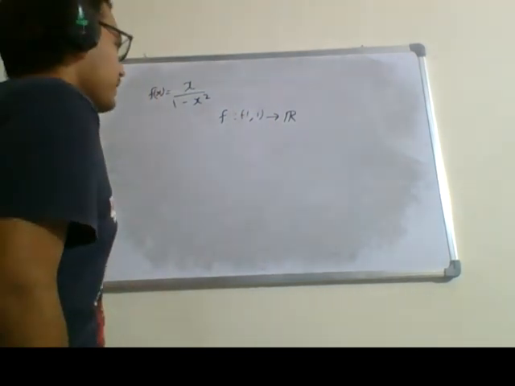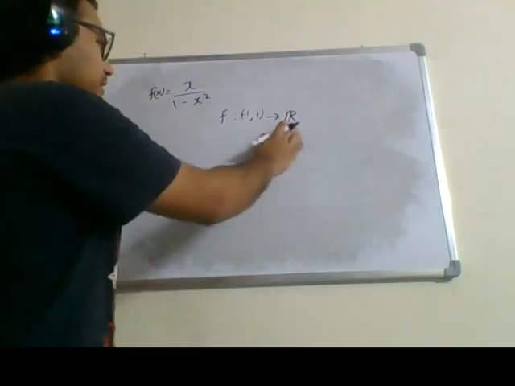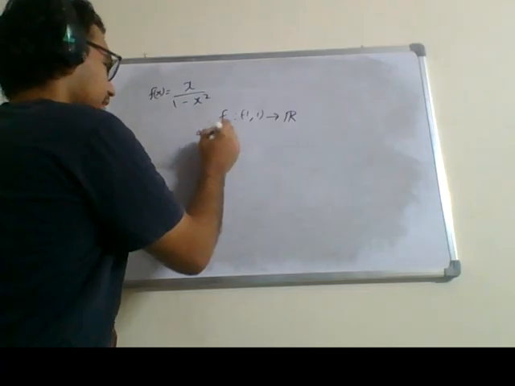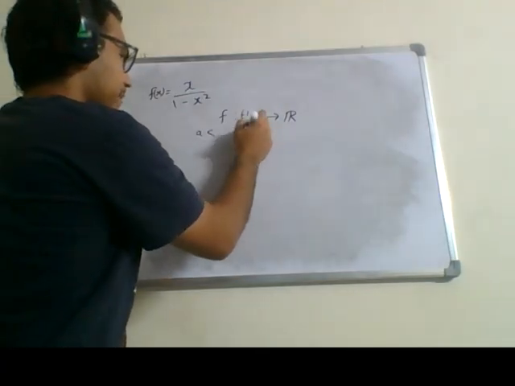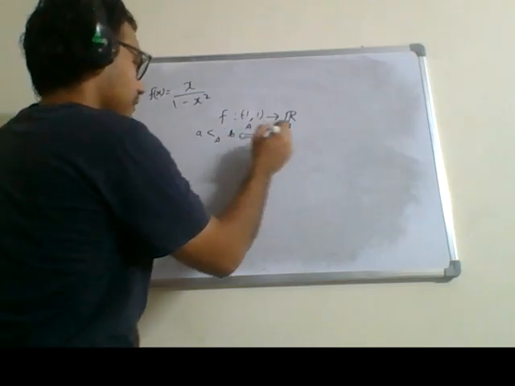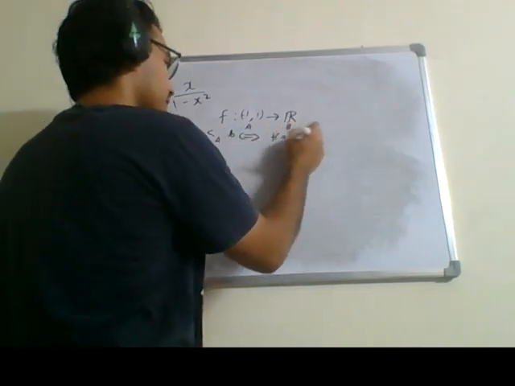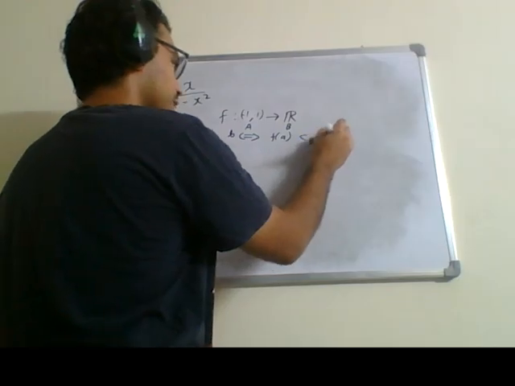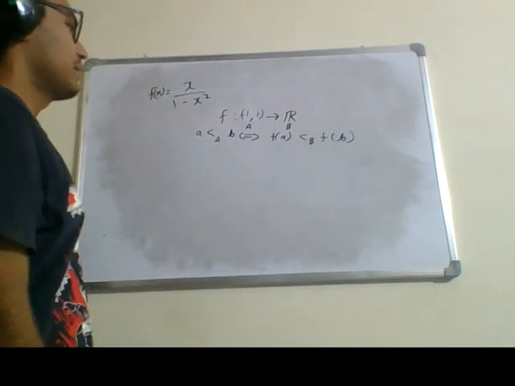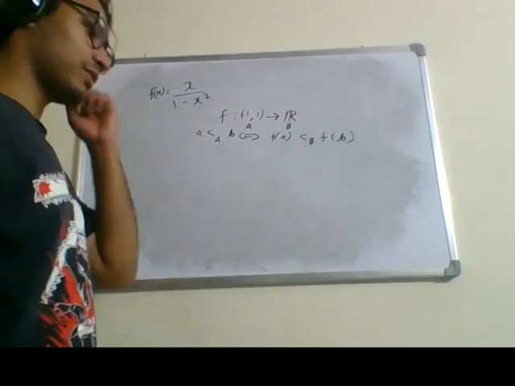Okay, so how do you show that? Well, we take any two real numbers, call them a and b, and essentially we have to show a less than b if and only if f of a less than f of b, correct? And of course, f must be a bijection. So how do you show it's a bijection?